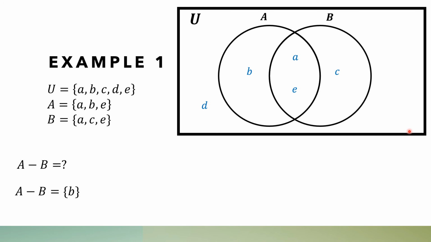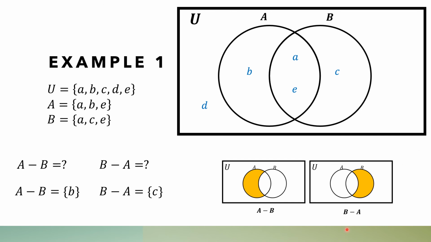Okay, let's have another example. B minus A. Once again, you look first at B. Then remove what is common between sets A and B, which is A and E. And then the answer is what is remaining of B. So the answer is set C, a set with the element C.